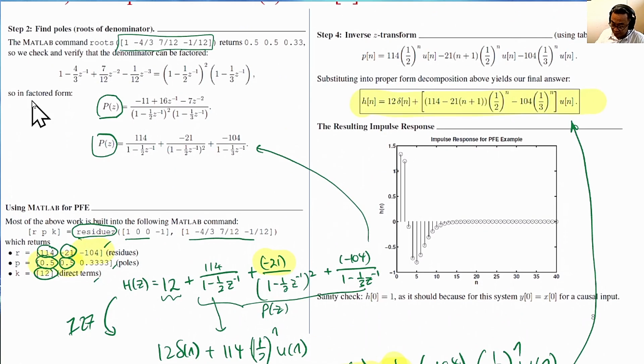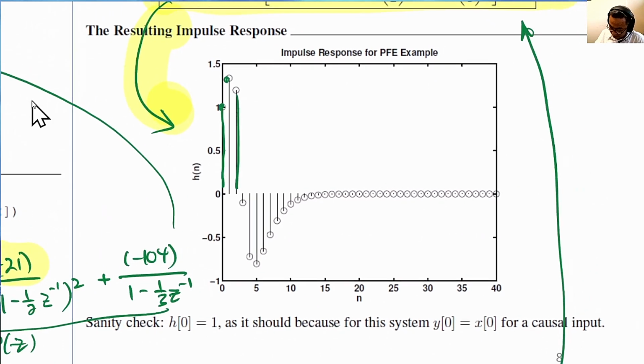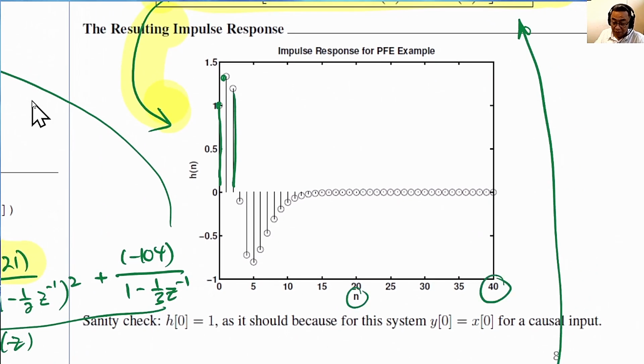So you'll see that this is how we get h of n from H of z. We can then plot, and you can see that this is the impulse response across time, and it dies basically after n greater than 20. Notice that the values are not 0, they are just very small and we can't see them, that's all.